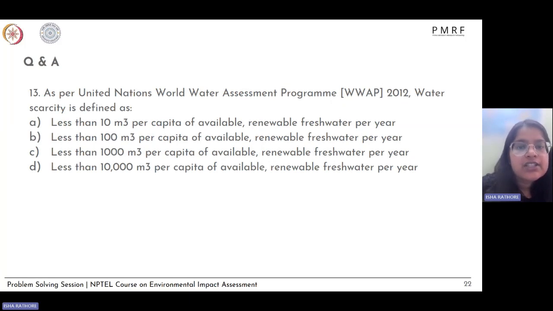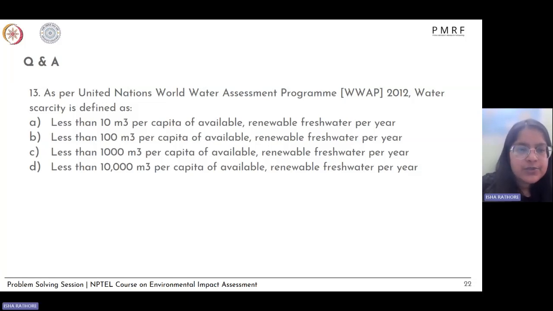Next question, as per United Nations World Water Assessment Program WWAP 2012, water scarcity is defined as A, less than 10 meter cube per capita of available renewable fresh water per year, B, less than 100 meter cube per capita of available renewable fresh water per year, C, less than 1000 meter cube per capita of available renewable fresh water per year, or D, less than 10,000 meter cube per capita of available renewable fresh water per year.